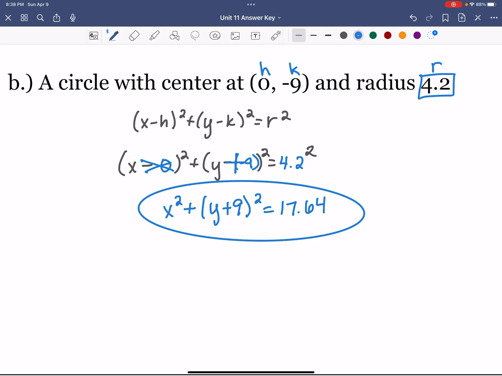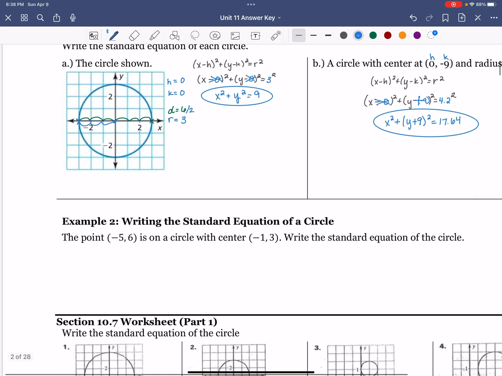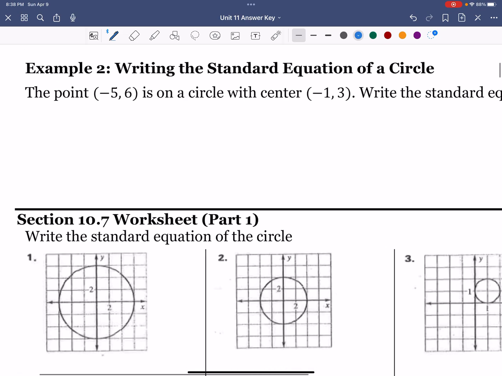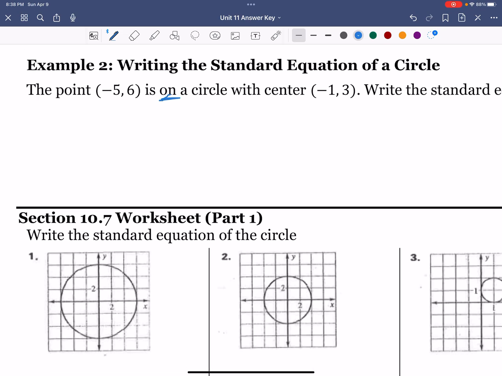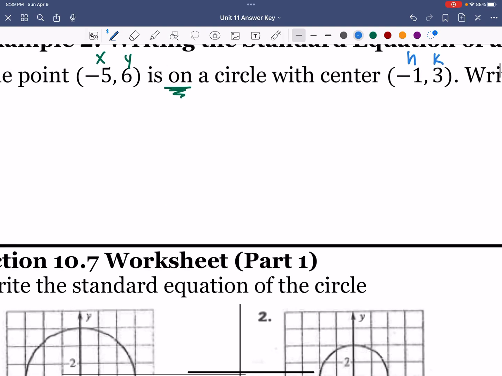I have one more problem for you. It shows the third way that you will have to write an equation. So writing a standard equation of a circle, when I'm given a point on the circle, let me make this clear, it's on the circle. So this would be an x and a y in my equation. And then we have a center of -1, 3, which is my h, k. So from here, I'm going to say x minus h squared plus y minus k squared equals r squared.